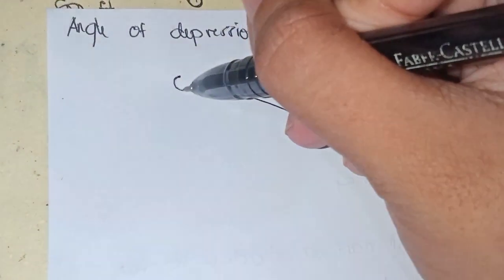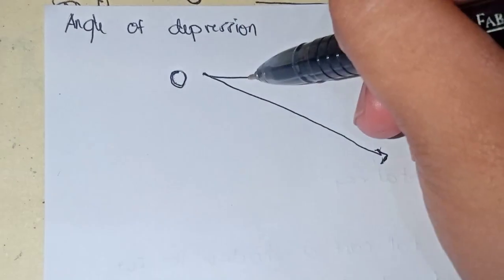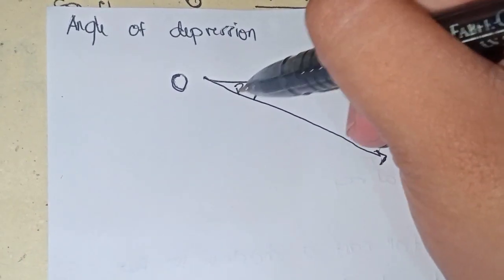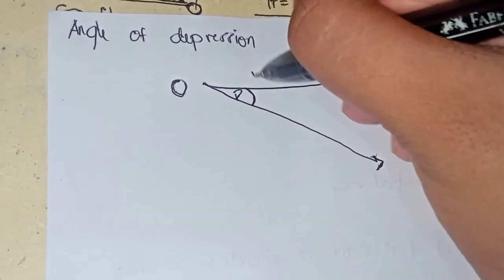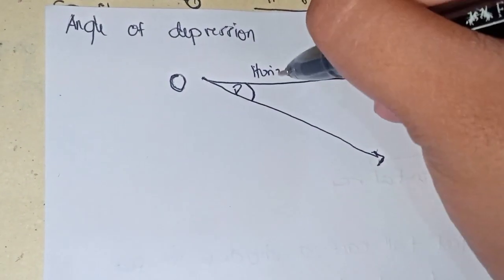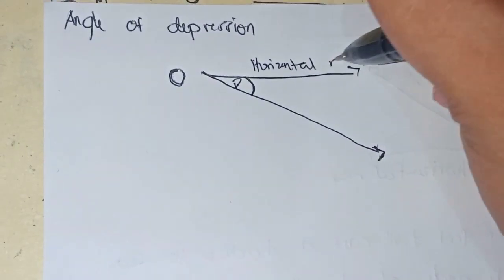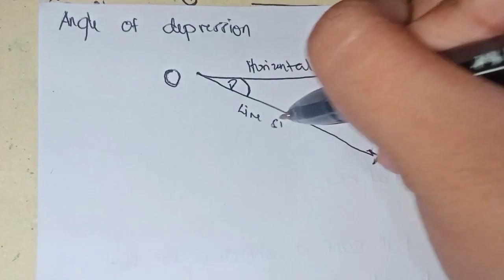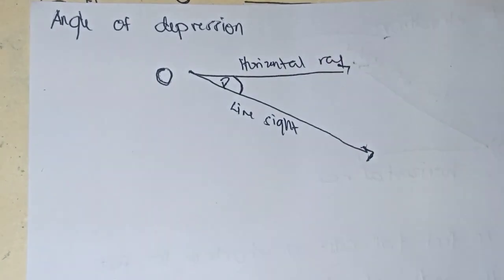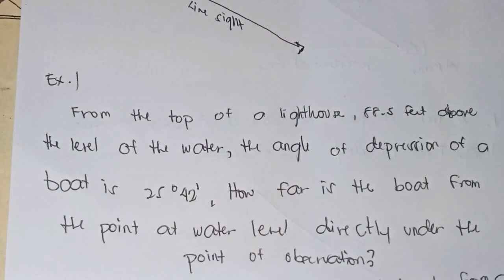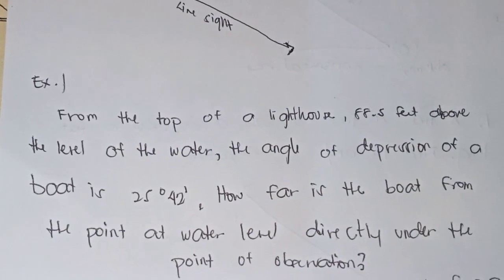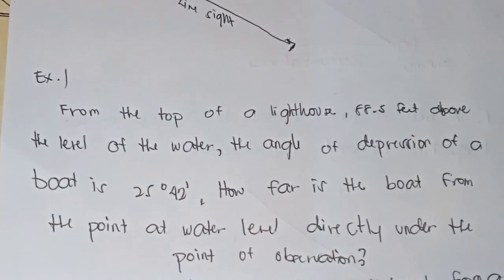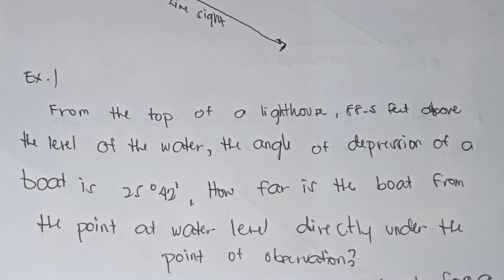So this is the observer, and this is our angle of depression. This is our horizontal ray, and this is our line of sight, which is from the lower level. For you to understand the concept of angle of depression, I will give you an example.